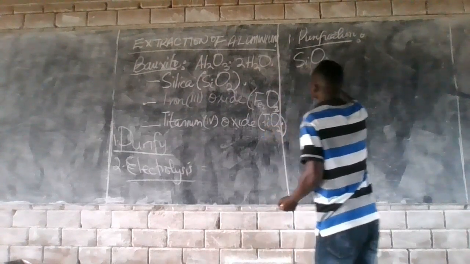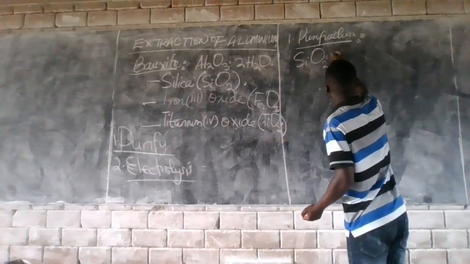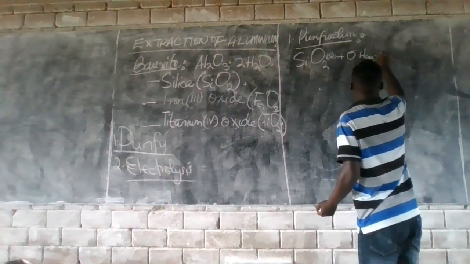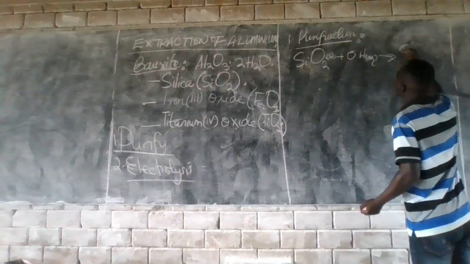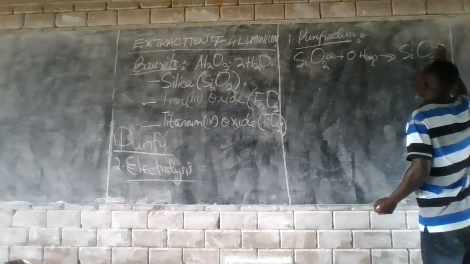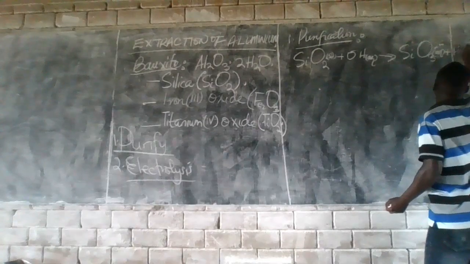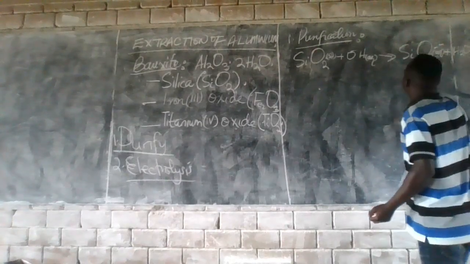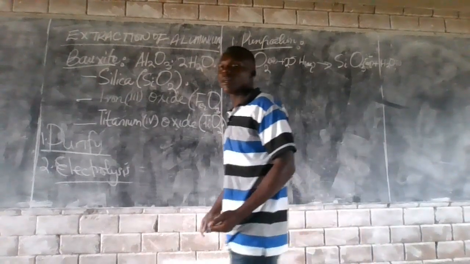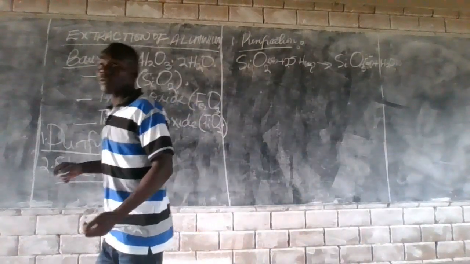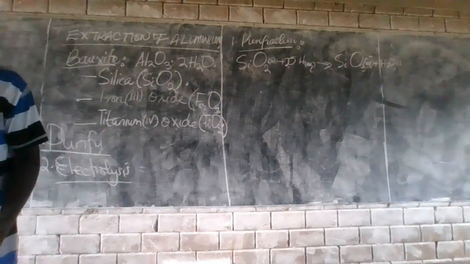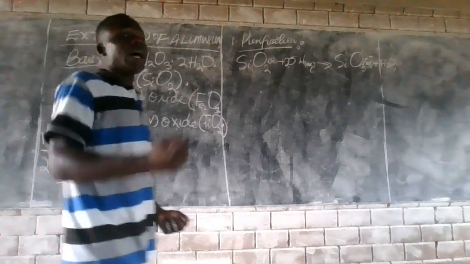Concentrated sodium hydroxide. Solid silicon dioxide reacting with OH-, we form sodium silicate plus water. Balance charges, I think the equation is balanced, okay? Then aluminum oxide, for it being amphoteric, it will dissolve in concentrated sodium hydroxide, forming sodium aluminate.